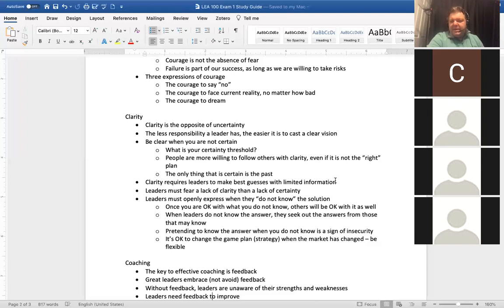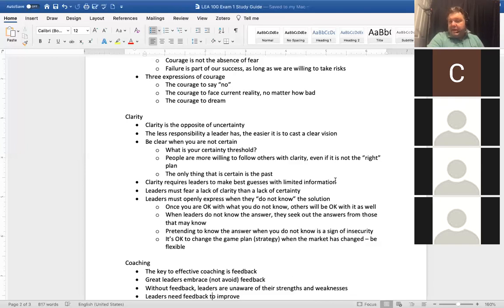Clarity requires leaders to make best guesses with limited information. Leaders must fear a lack of clarity more than a lack of certainty. Again, clarity eats certainty for breakfast. Clarity is important, and it's okay to say, I don't know. So once you're okay with what you don't know, ask others. Others will be okay with it. Seek out answers from those people that do know.